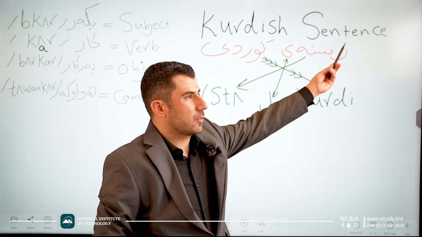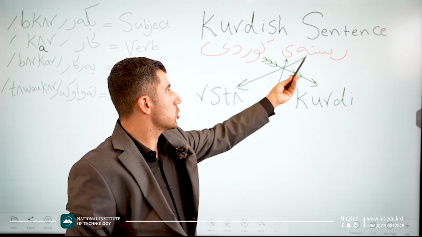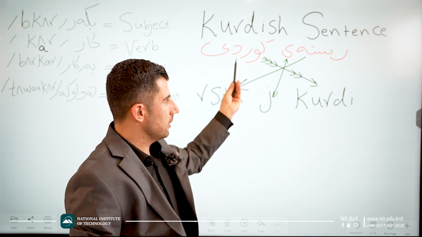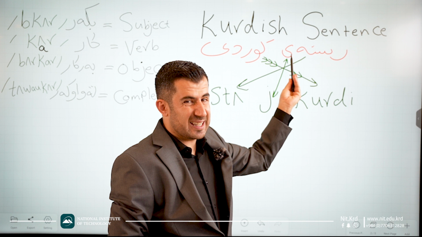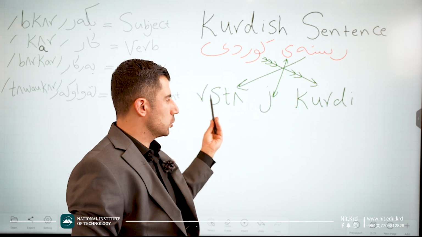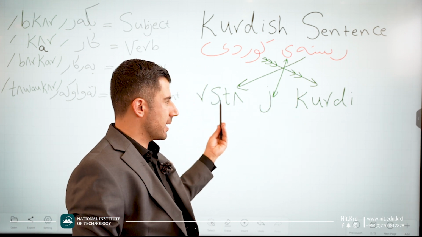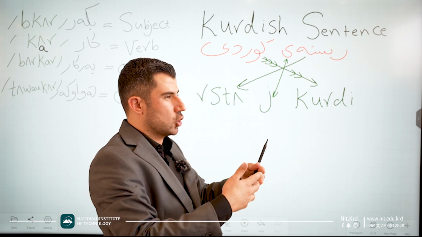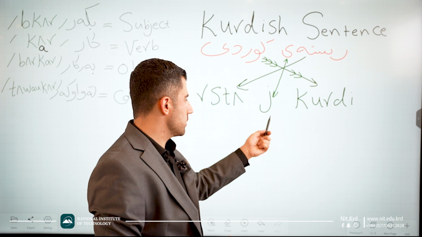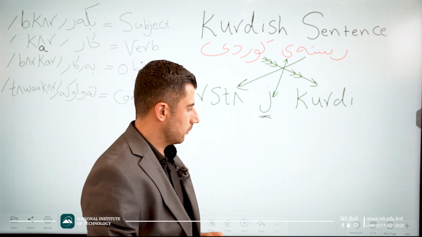Kurdish sentence, if we translate it to Kurdish language, Kurdish it means Kurdi. Sentence it means rasta. And this ye, we have it to connect the rasta with the Kurdi. Rastai Kurdi. We join these two words by using this e. Good.